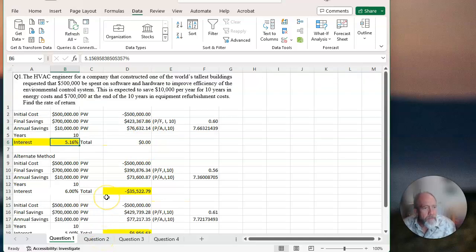Not too bad. You might have some other ways to go about it, but the what-if analysis was my preferred method because I know it's going to give me an exact number. Here's a pretty exact number. But rounding it to 5.16 is fine.